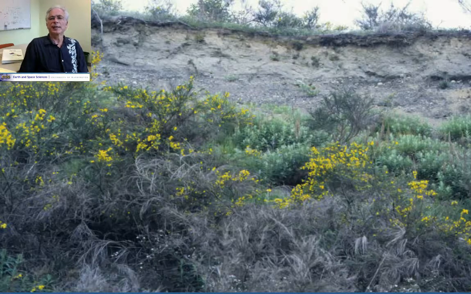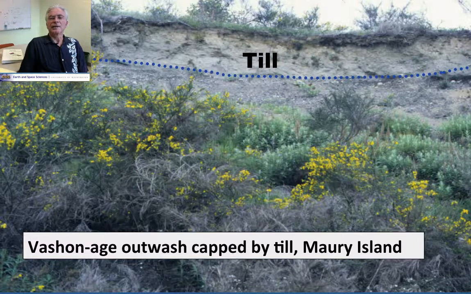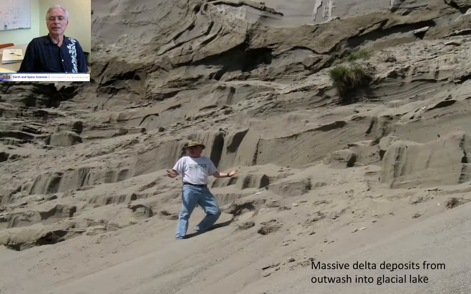Coming closer to home, here is a typical view on any bluff around the Puget Sound region. You look at the bluff and you see something like this, and what are you looking at? Well, this is Vashon Age, and I'll talk about what Vashon Age means, outwash capped by till on Maury Island. So let's look. The till is up at the top, and you can see that there's no structure, no sorting of that. There's a separation of the till, and below that is outwash. And if you look at the outwash, there's some appearance of layering and fluvial sorting of the material.